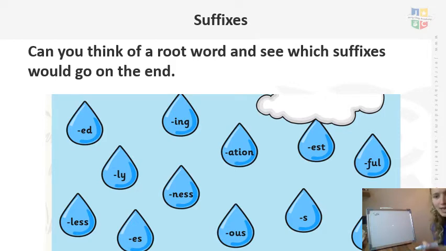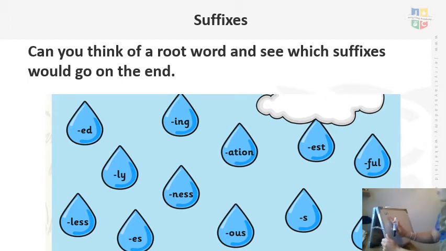Now what I'm going to do, I'd always try and use an action because it makes it easier to think of the suffixes which will go. So talk, walk, speak, all of these. So talk, I'm going to go through. Can I have talked? Yes, I can.